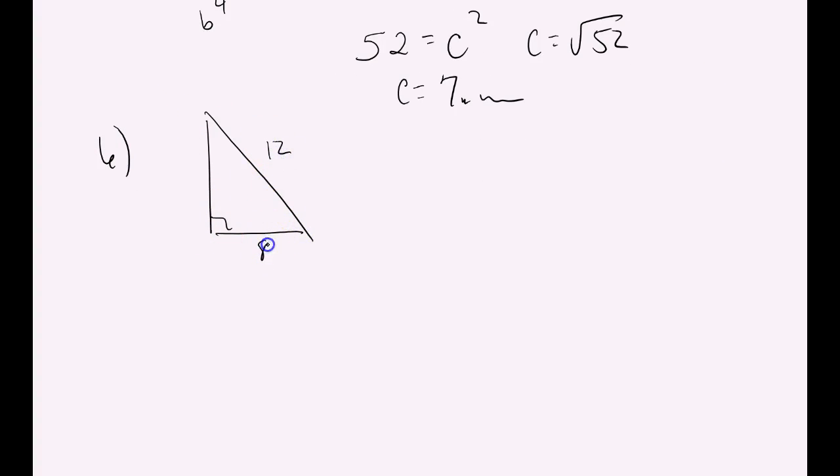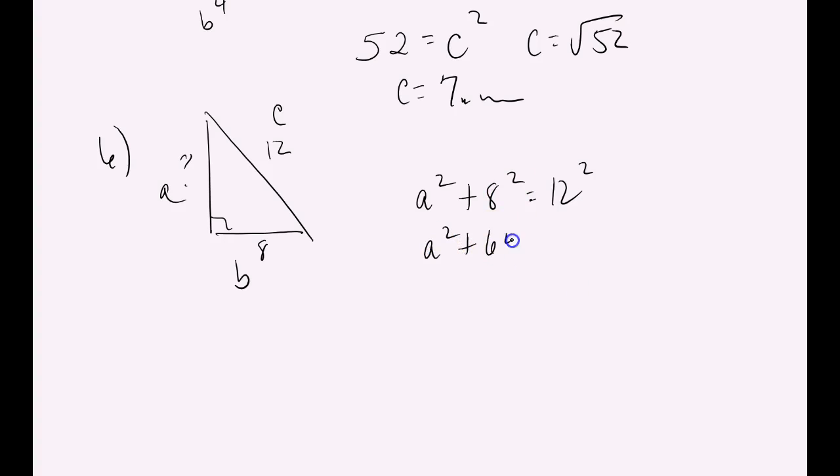12, 8, and a question mark. Okay, so which one is the C? Well, it's there, which means these are the A and the B. So I have A squared plus 8 squared equals 12 squared, and I'm just plugging into the formula. So what can I do?